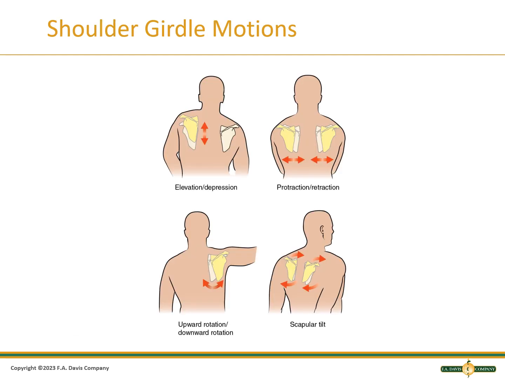These pictures are probably a little bit better than my drawing, but we've got elevation depression where the scapula moves up and down, protraction retraction where the scapula moves medially and laterally, upward rotation and downward rotation where we have the movement of the inferior angle either medially or laterally, and then we have scapular tilt where the superior aspect of the scapula tips forward.